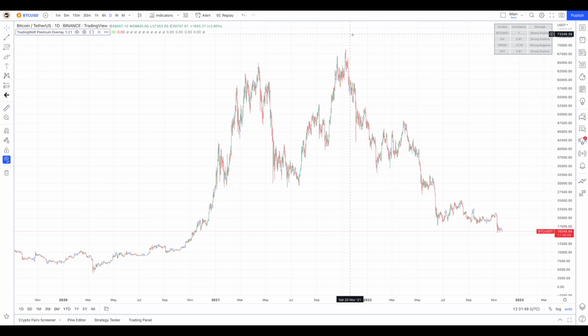Now by default, the list of assets we are comparing is Bitcoin, VIX, the S&P 500 and the dollar index. Obviously, if your chart is displaying any of these assets, then the correlation value will be 1, as we're comparing the exact same values, so there is perfect correlation. So as you can see here on Bitcoin, we've got a 1 because we're looking at the Bitcoin chart.